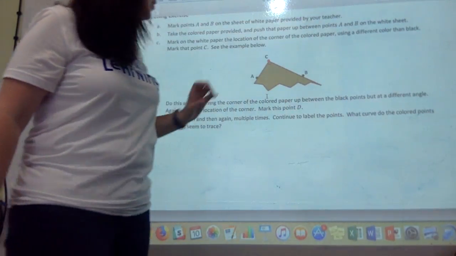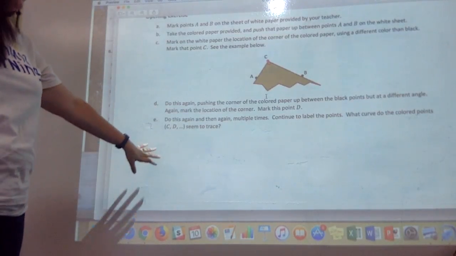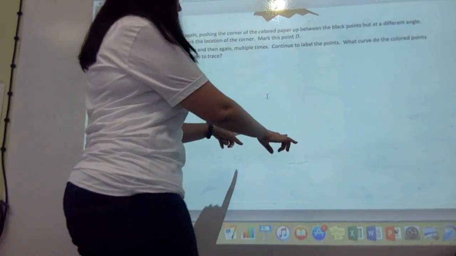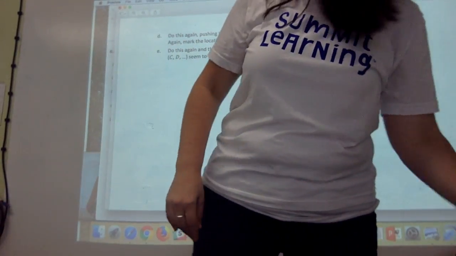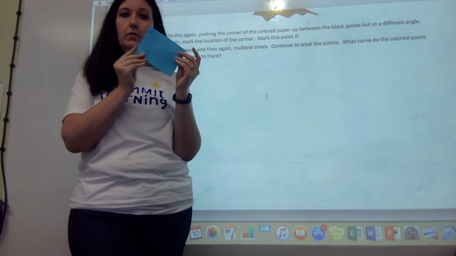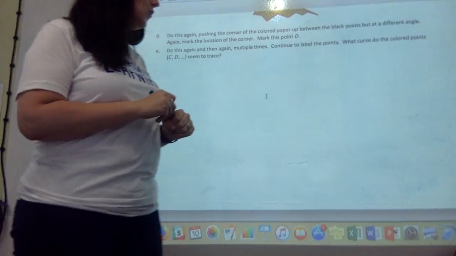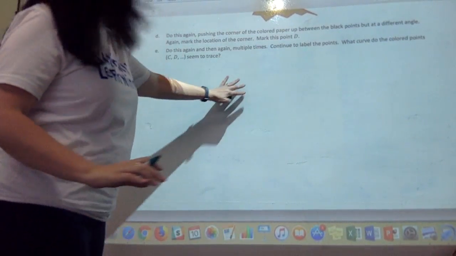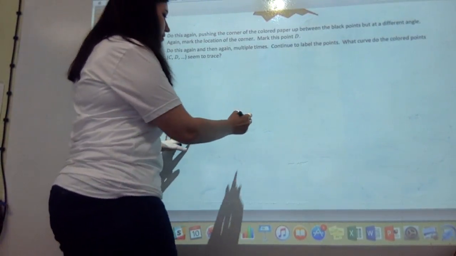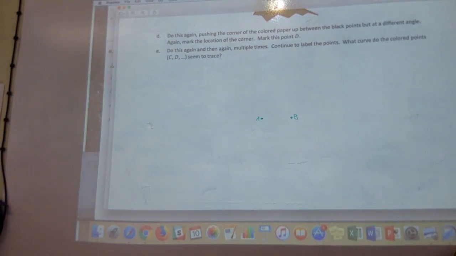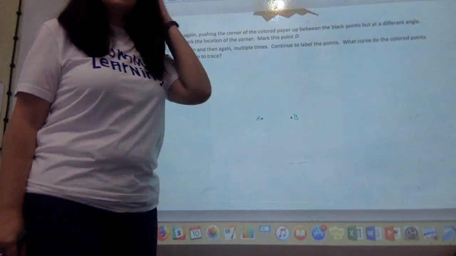In that section of white paper towards the bottom, it says mark points A and B. So down here, put two points that are A and B. The only thing is your two points cannot be wider than the white paper. Any two points, just anywhere on the white paper, at the bottom.